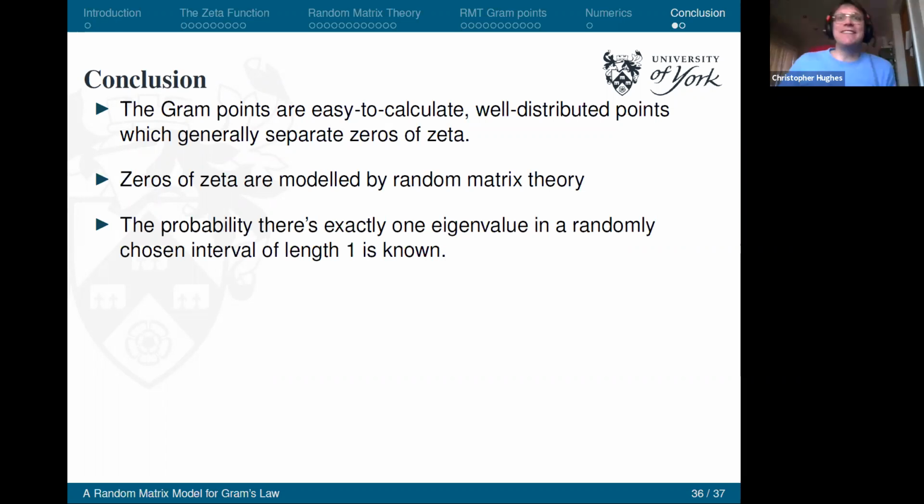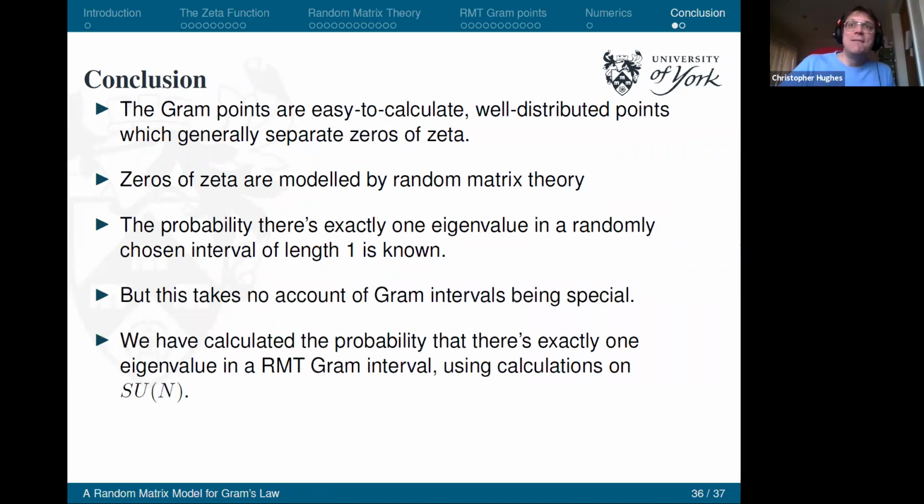We know that the zeros of zeta are modeled by random matrix theory. That's a tremendous industry going on. And we can calculate the probability that there's exactly one eigenvalue in a randomly chosen interval of length 1. But doing so takes no account that you're trying to do Gram interval calculations.